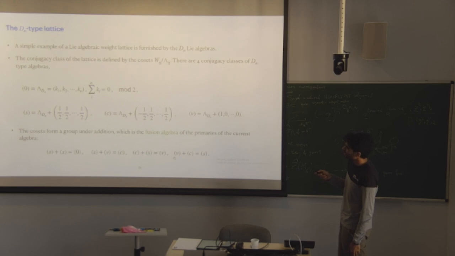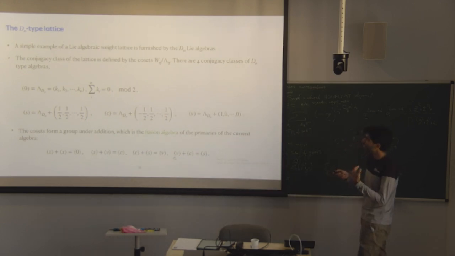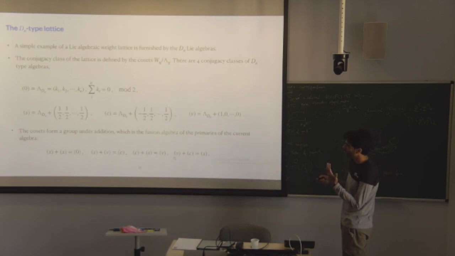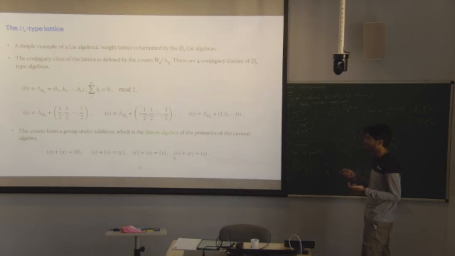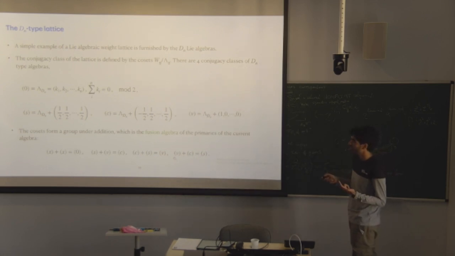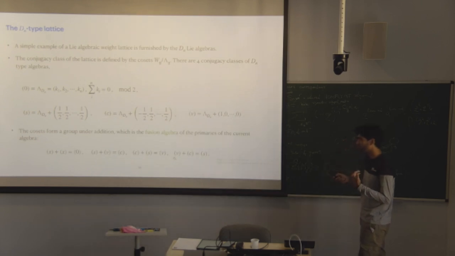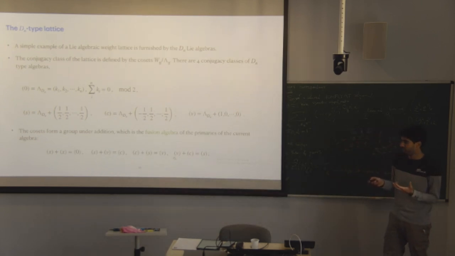So for the Dn type lattice, you can choose some coordinates, and then the root lattice you can write in terms of integers k1 to kn, where the sum over ki is 0 mod 2, so the sum is even. And then you can define the three other representations of Dn type, which are the spinor, the conjugate spinor, and the vector representation of the SO(2n) algebra, right? And these are the primaries of your CFT. So these are all the possible primaries you can have in your CFT.